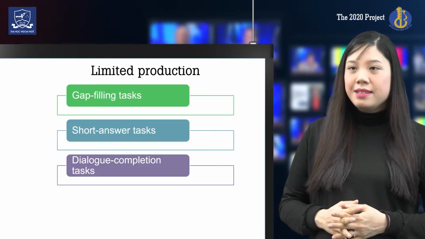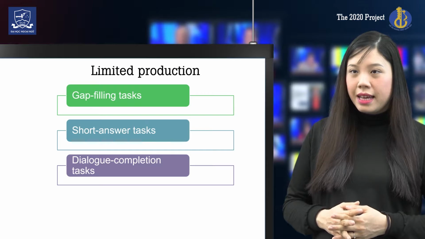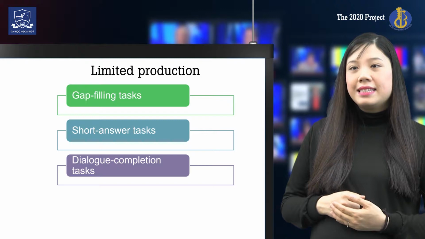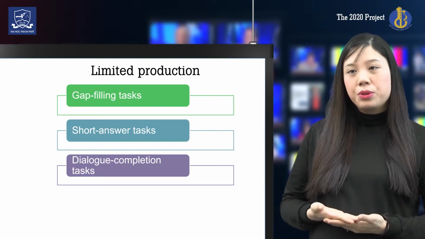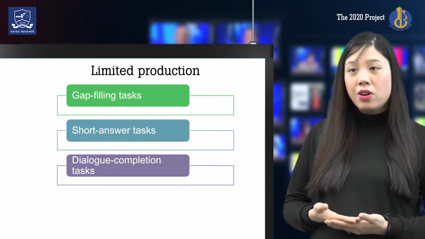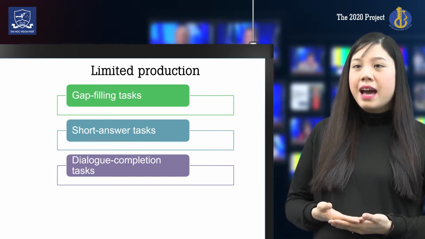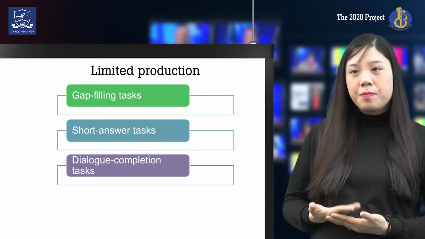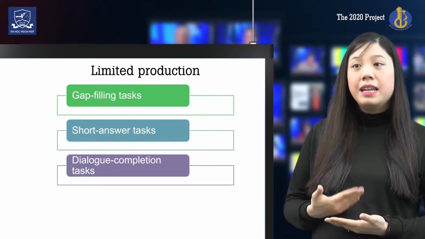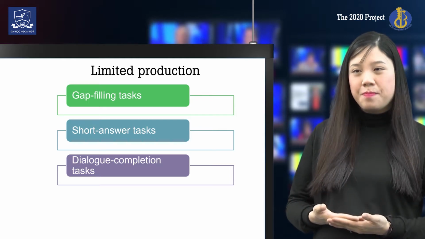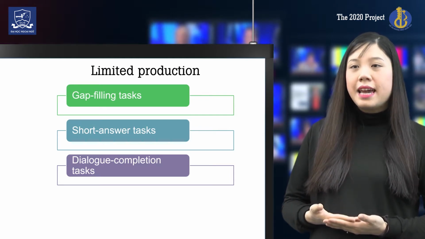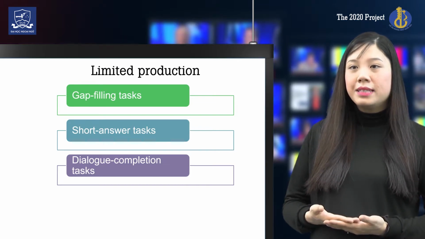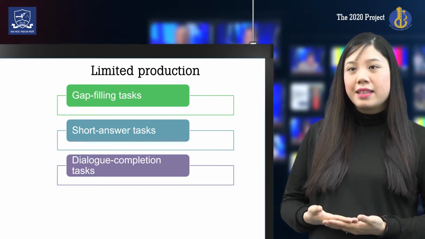In limited production tasks, the input in the item is language or non-language information. Like selected response tasks, the input could be a single sentence or a longer stretch of discourse. However, unlike selected response tasks, the test taker's response represents only a limited amount of language production. This response can vary from a single word to a sentence depending on the grammatical ability or construct that is defined.